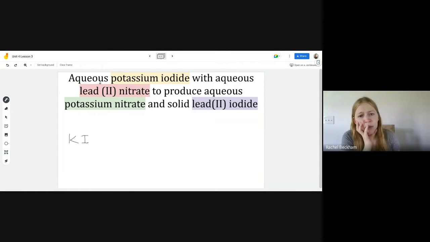So it says aqueous potassium iodide. Aqueous is just the state that it's in. It means that it's dissolved in water. I don't really like to include that information because I want it to be simple.